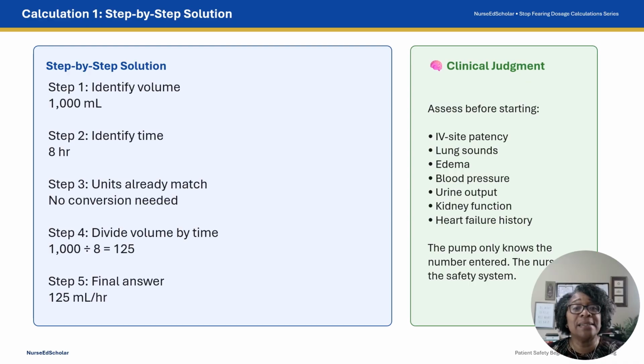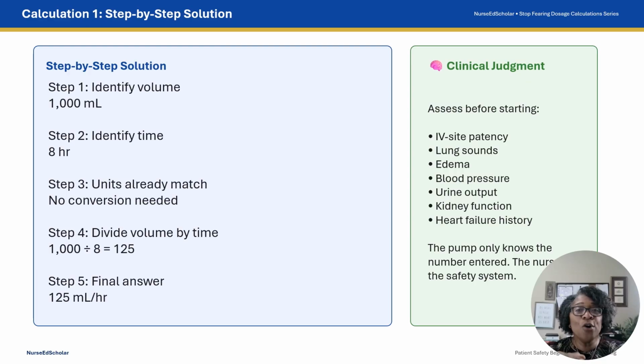Now, does it make sense? So let's think about it. If the patient receives 125 milliliters an hour for 8 hours, you can do 125 times 8, it gives you 1,000. So great, perfect. It works. It makes sense.